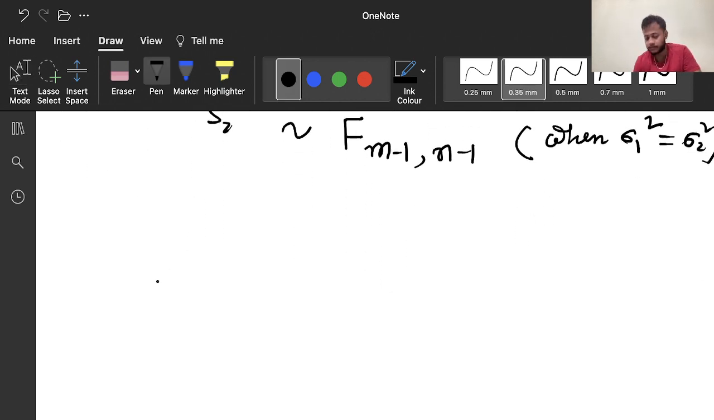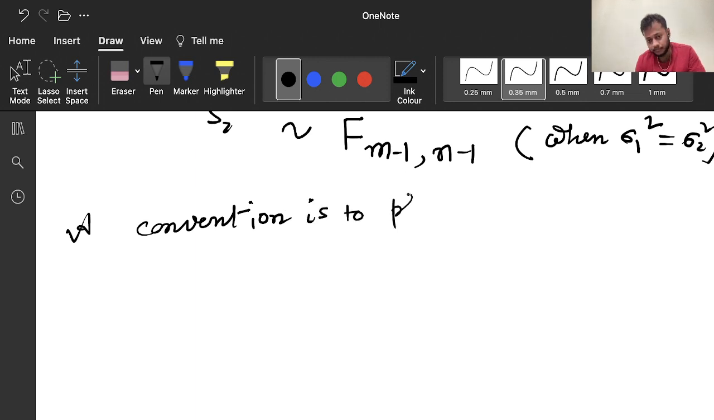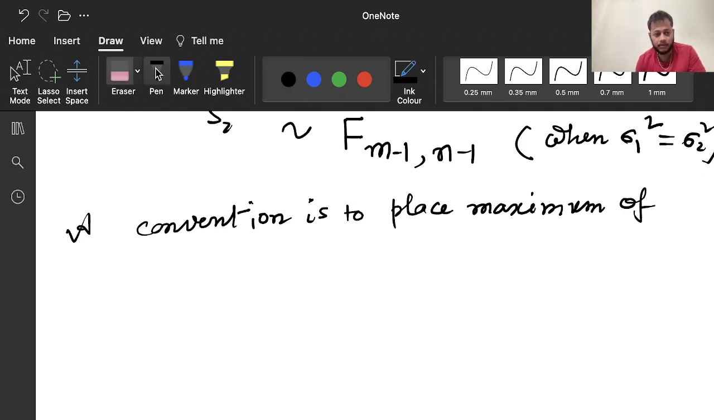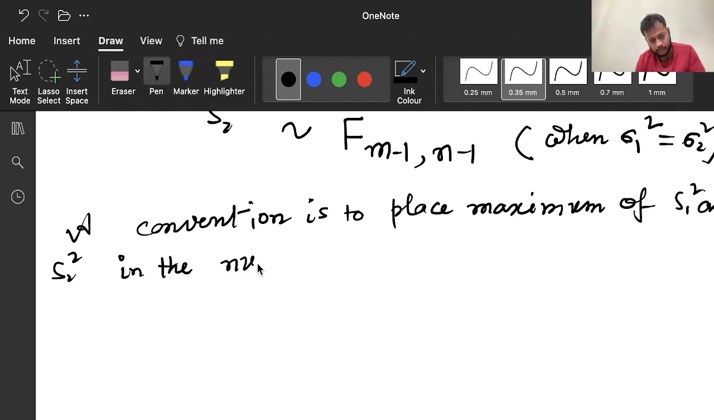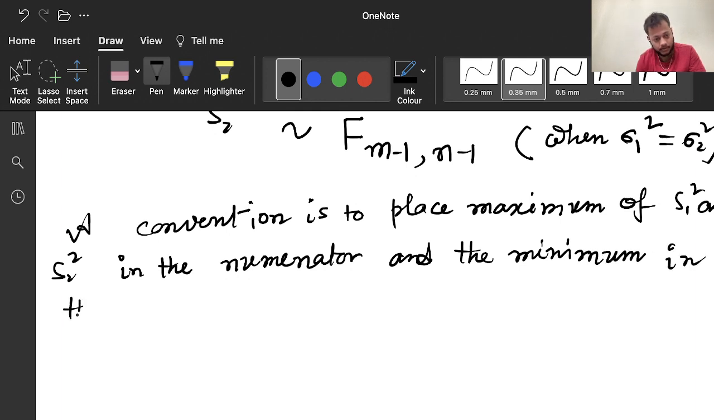Now a convention is to place the maximum of s1 square and s2 square in the numerator, and the minimum in the denominator.